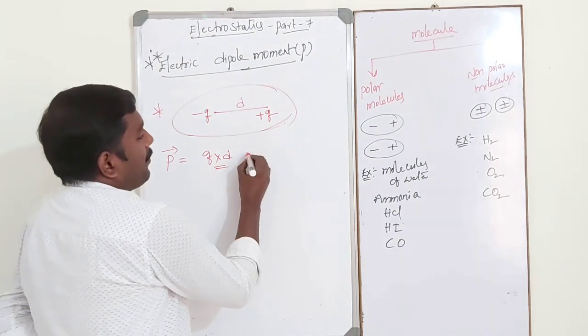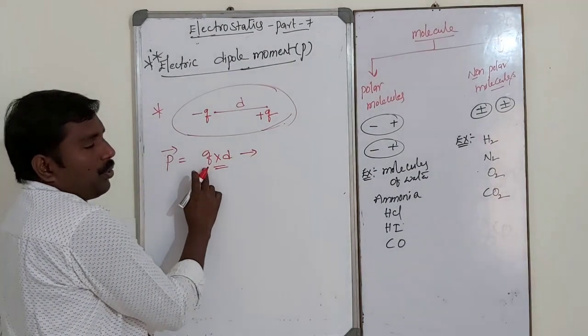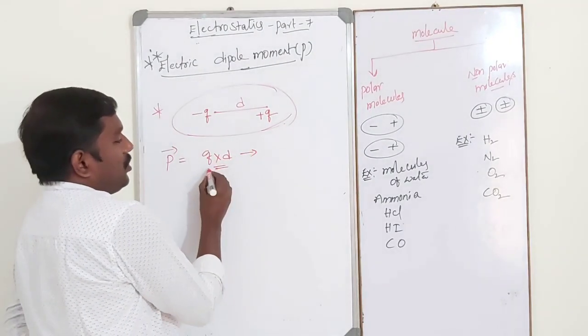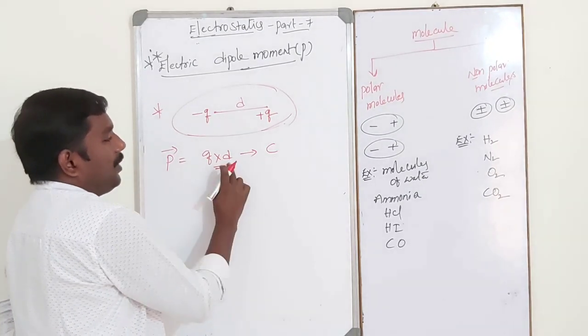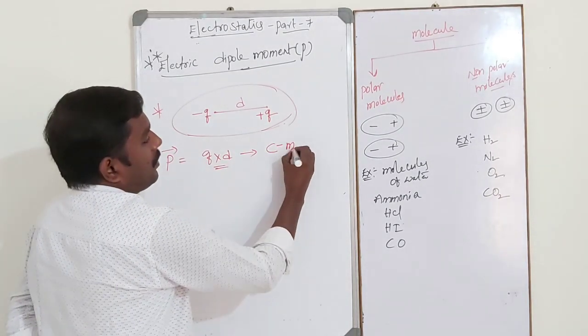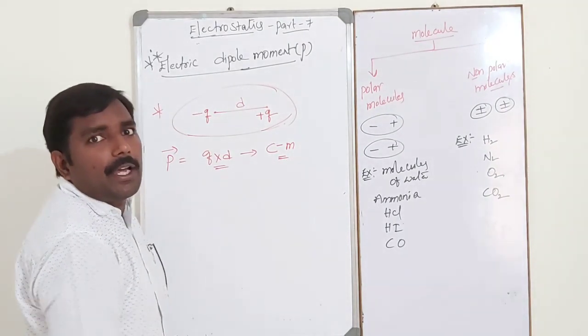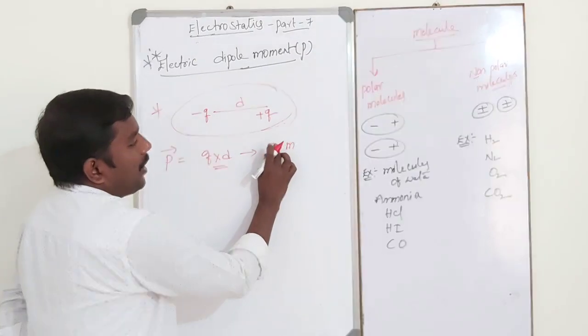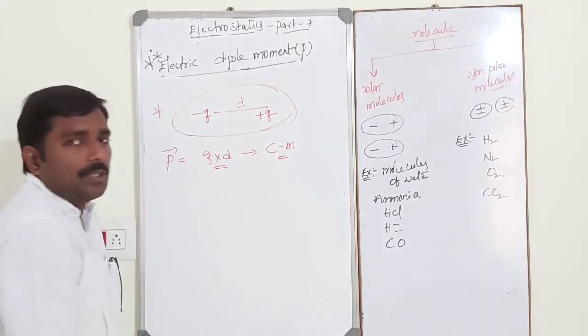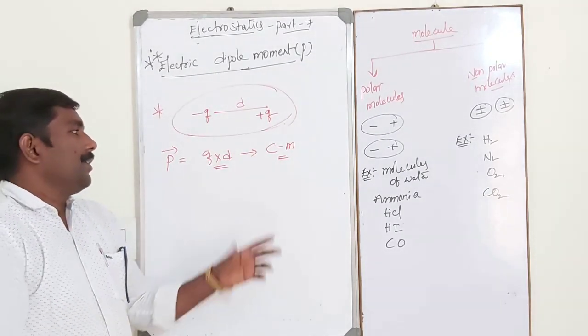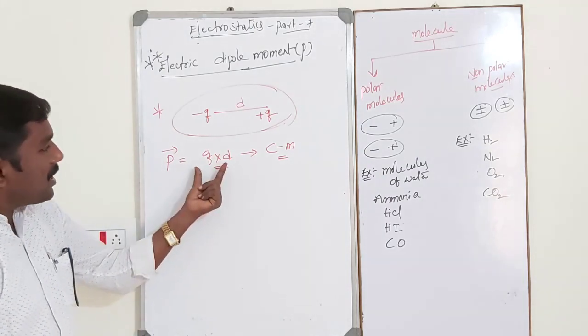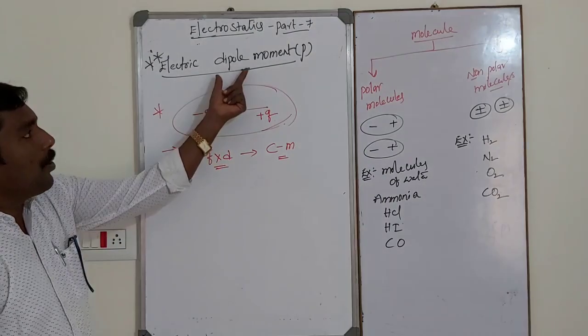In SI system, SI unit of dipole moment: charge, coulomb; distance, meter. Dear students, please remember it. Coulomb meter, not centimeter. Just a small hyphen is there. This is a small hyphen. Coulomb meter. Very most important. So this is the magnitude of dipole moment.